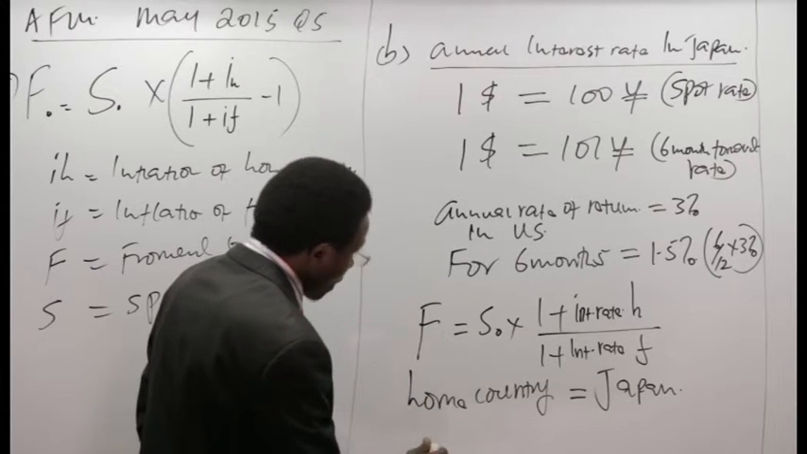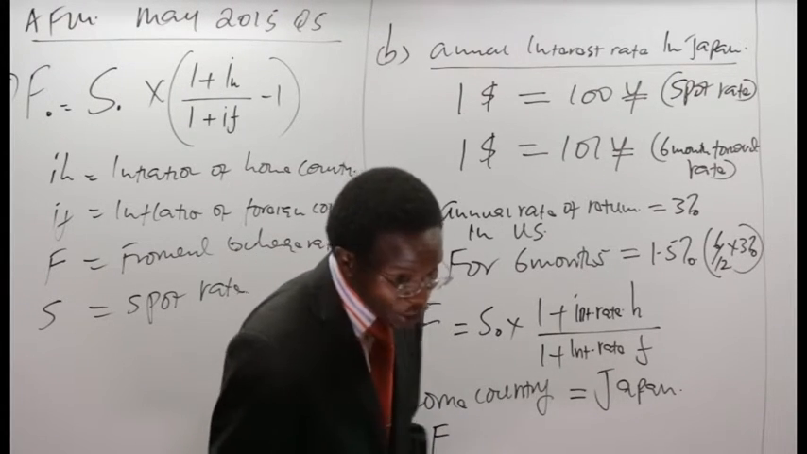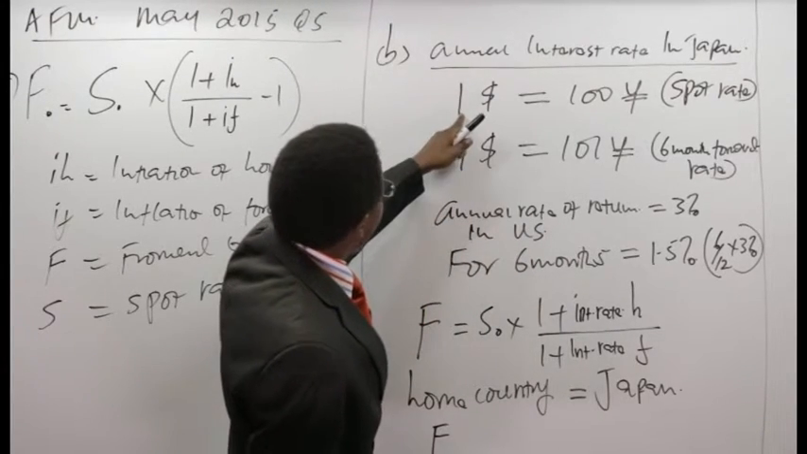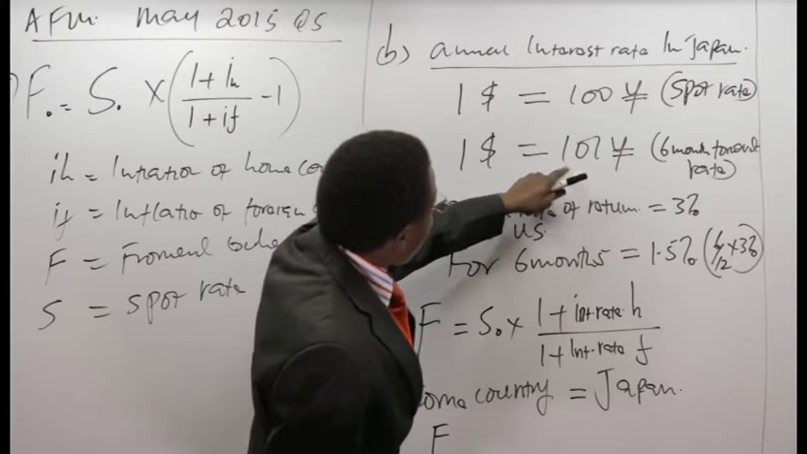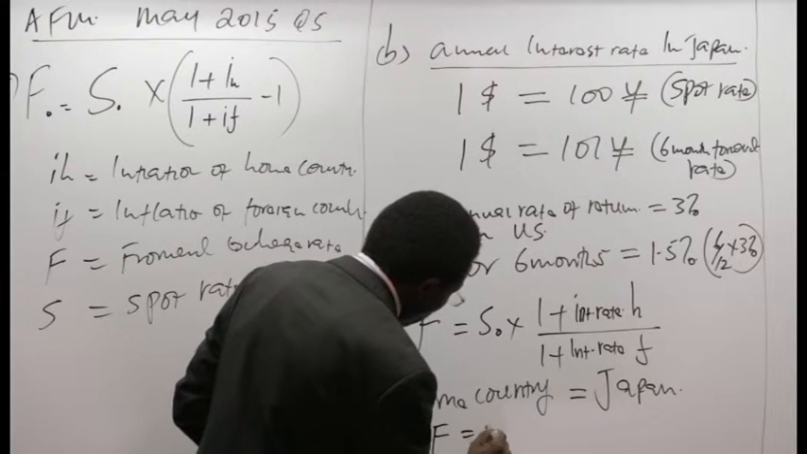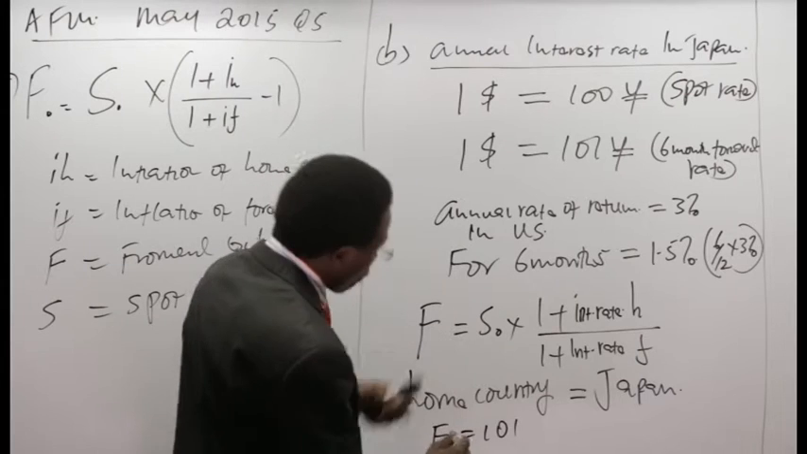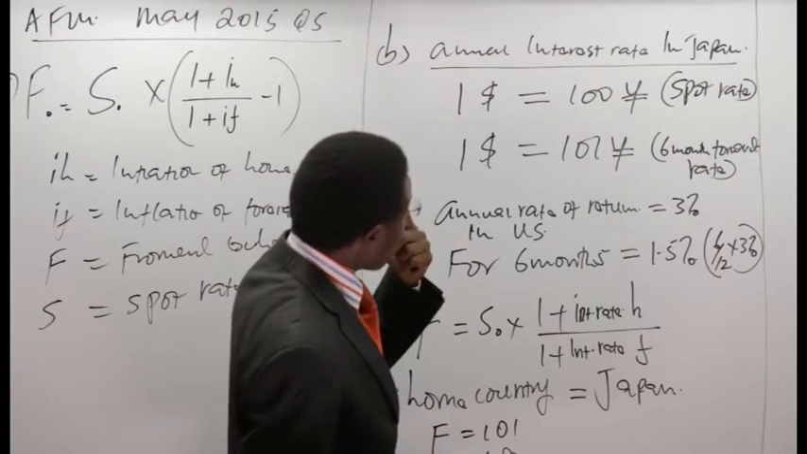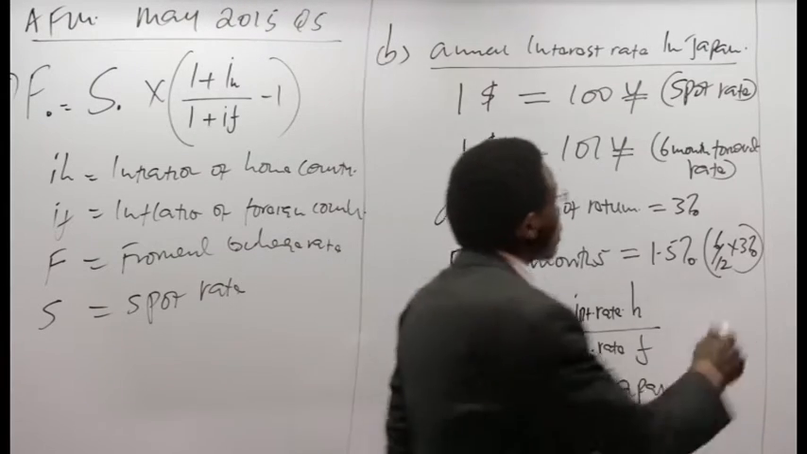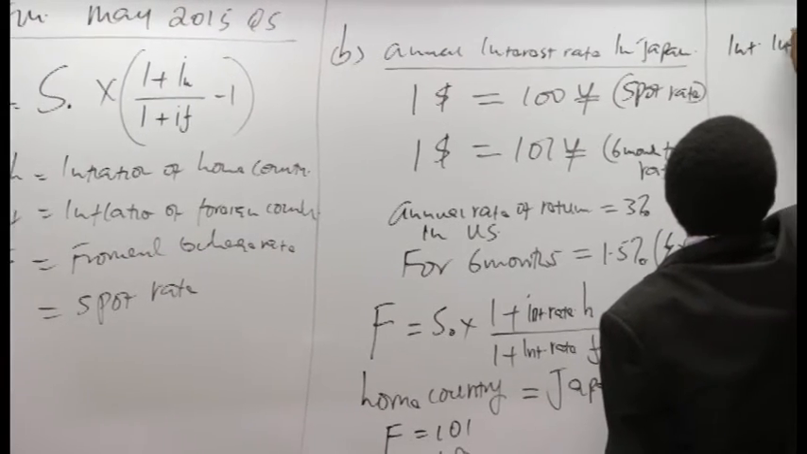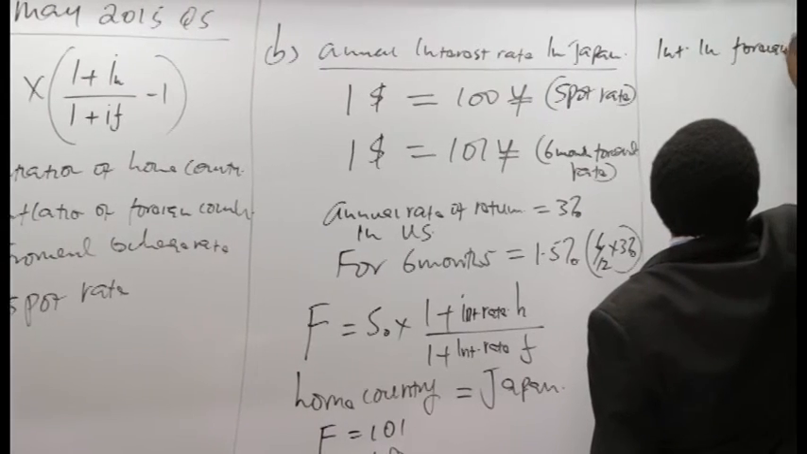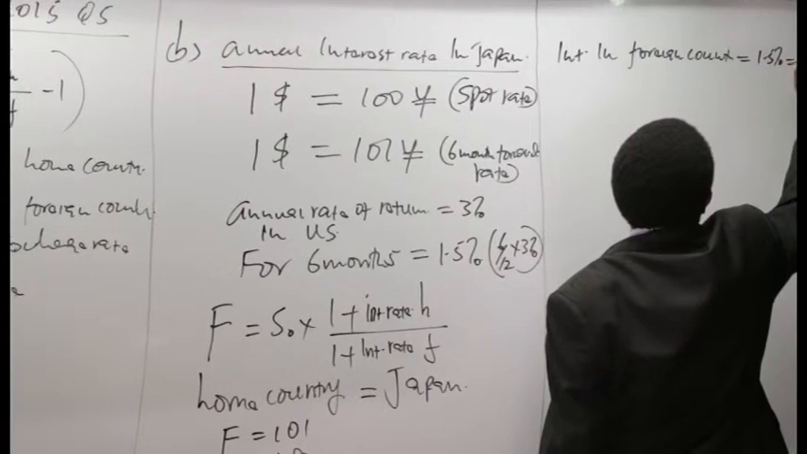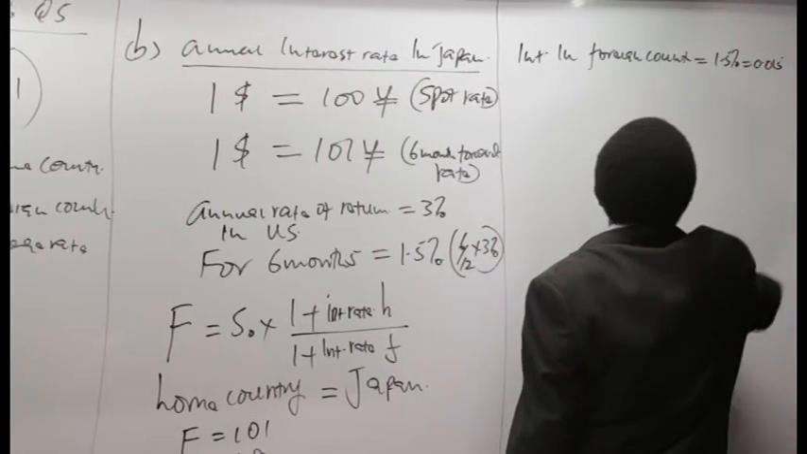We have the forward. The forward exchange rate is given to us. That's 101. The forward is 101. The spot rate is 100. We have also been given the interest rate in the foreign country, which is 1.5%, that is 0.015.